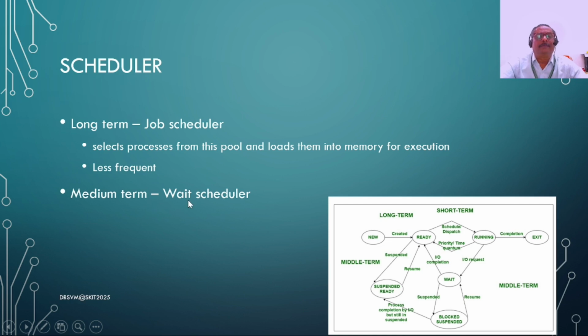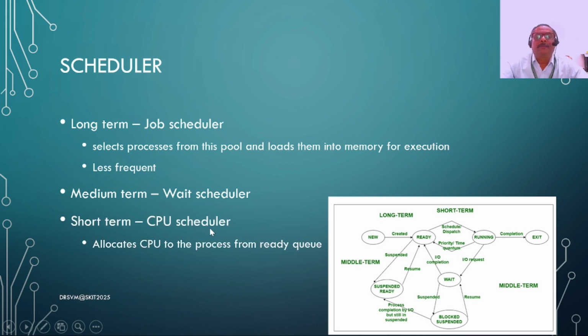Then comes medium-term scheduling, where we make the jobs wait for some event to happen. Here we shift the state from running to waiting for some IO request, and this IO request takes a longer time, but definitely not as long as the time between a process being created and destroyed. In one run, IO activity may happen many times, so it's medium term.